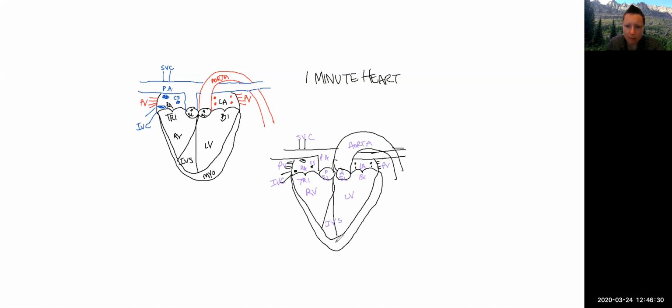interventricular septum, and the myocardium. And that is your 1 minute heart.